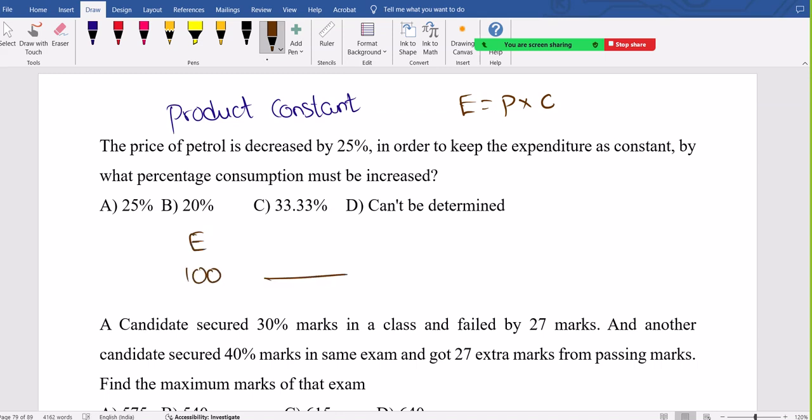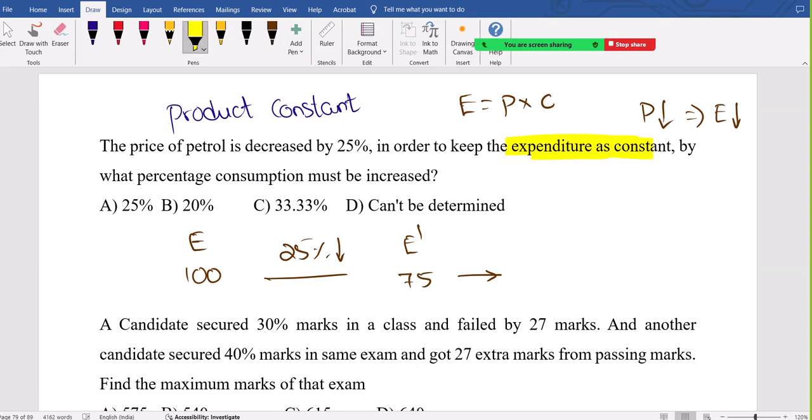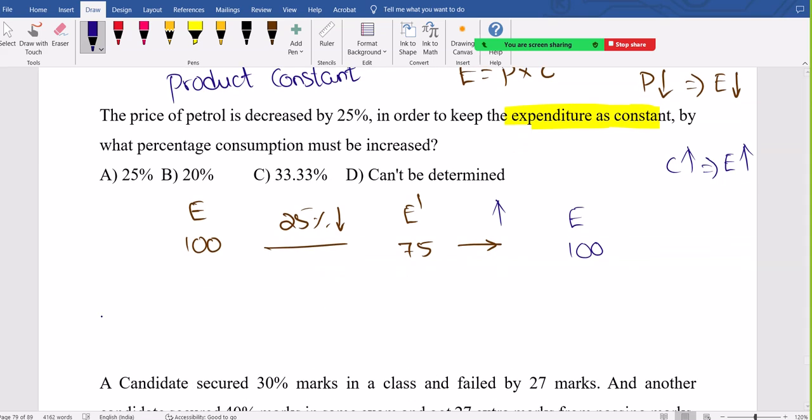When price decreased, automatically expenditure also will decrease. Price decreased by 25%, so your expenditure also decreased by 25%, it becomes 75. But what they said, you want to maintain the expenditure as constant, means you have to bring that expenditure to 100 only. Now how can I increase? This is by increasing the consumption. If consumption increases, expenditure will increase. So 75 increased to 100 is what percentage increase in consumption.